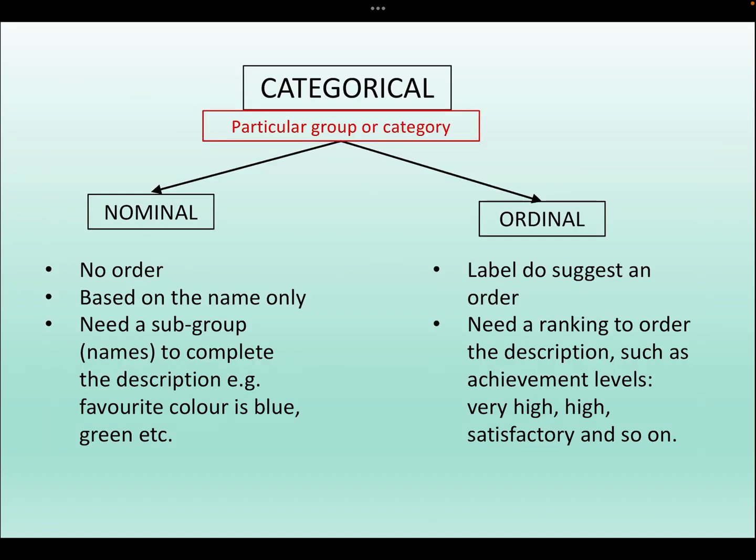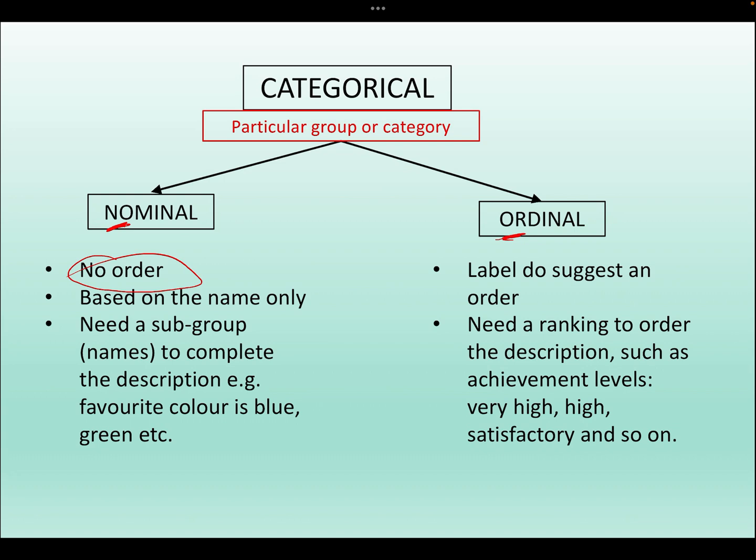So for categorical data, we can split it into nominal or ordinal. Nominal means there's no order. It's based on the name, so you need a subgroup name to complete the description. For example, favorite color is blue, or green, or yellow, or whatever. Mode of transport: car, bicycle, walk, train, or bus. There's really no order. So if you think about N, O, link that to no order. Whereas ordinal, O, R, has some sort of order.